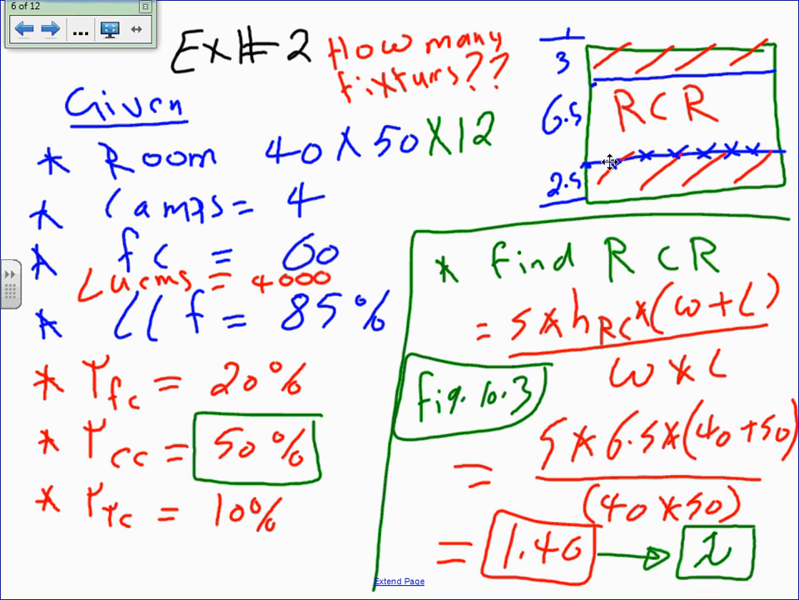Okay, any question? Now, I want you guys to do me a favor. Based on this criteria, go to the same page in our book, and let's find the coefficient of utilization for this fixture. So I have 1. Can you guys look where 1 is? Room cavity ratio. And I have 20, 50, and 50 and 10. So can anybody give me a number? 0.65.